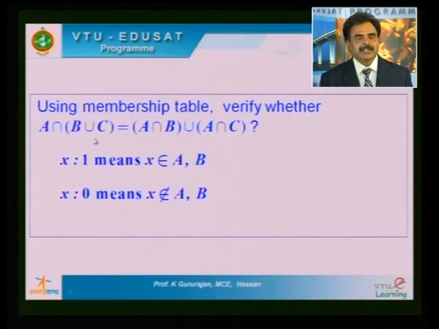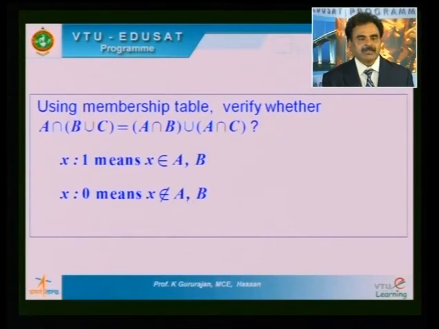Again, I have to construct the membership table of the left hand side set expression and also for the right hand side expression. Then I have to compare these two. Based on that, if both these set expressions have the same membership values, then I can claim that these two sets are one and the same. As usual, 1 means x belongs to A, 0 means x doesn't belong to B.